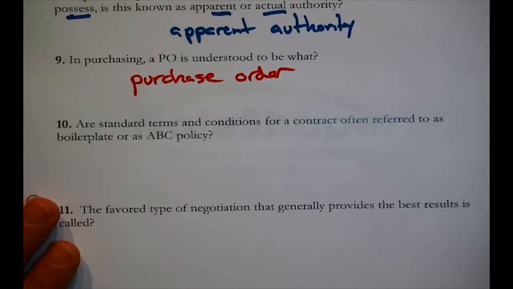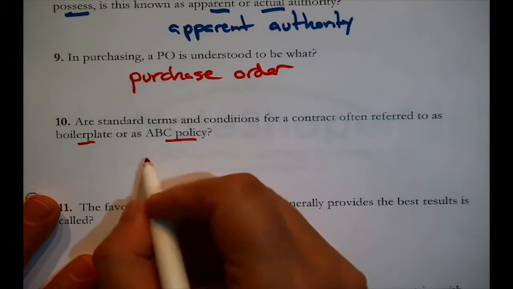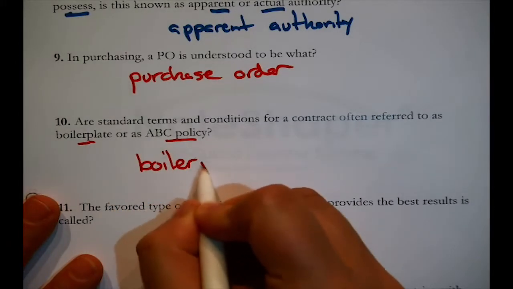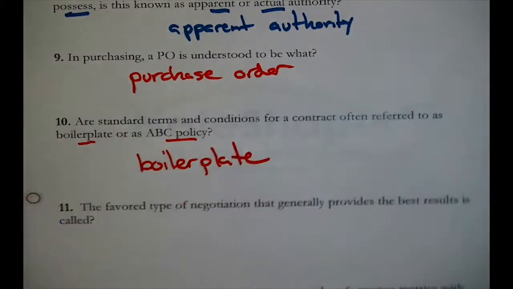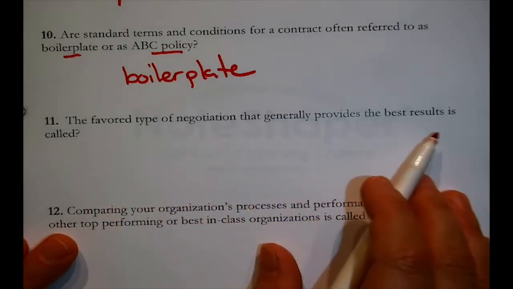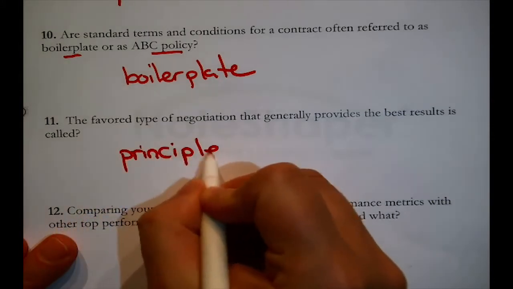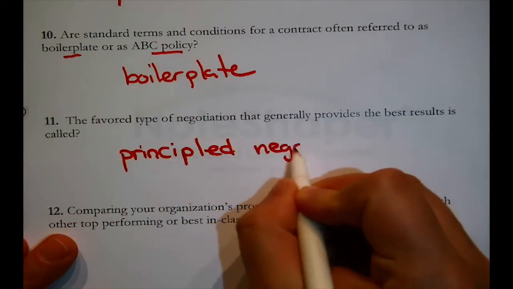Are standard terms and conditions for a contract often referred to as boilerplate or ABC policy? Boilerplate. Copy, paste. The favored type of negotiation that generally provides the best results is called, okay, here's just something to remember, principled negotiation.